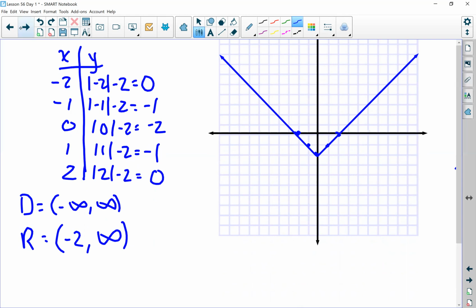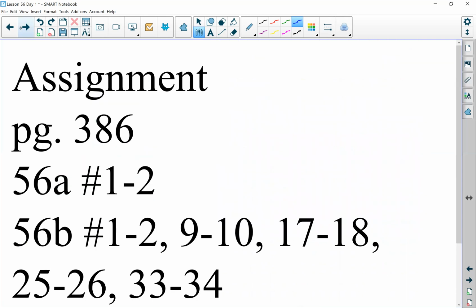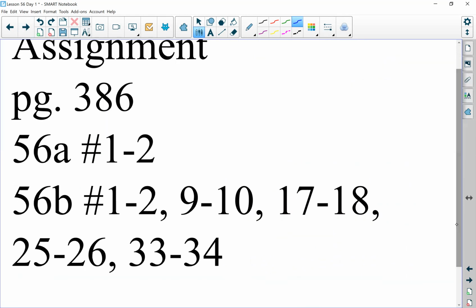All right, so for your homework, on page 386, you're going to do in problem set 56A numbers 1 and 2. And in 56B, you're going to do 1, 2, 9, 10, 17, 18, 25, 26, 33, and 34. And then we will look at a couple more functions tomorrow.